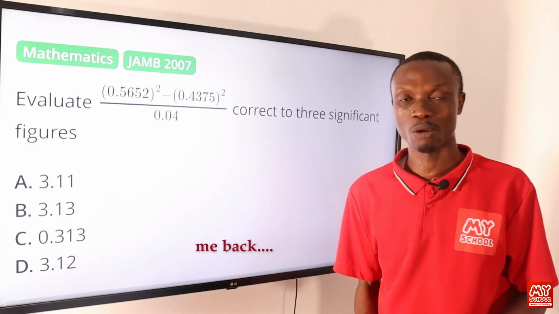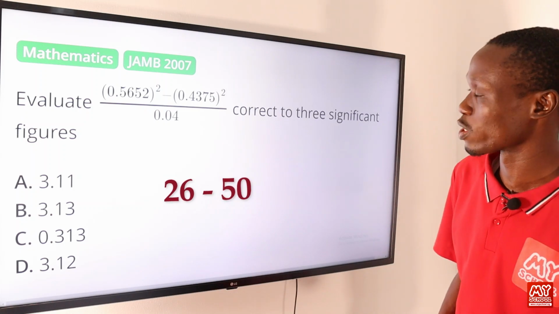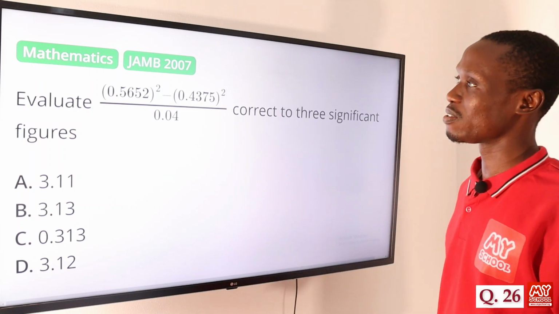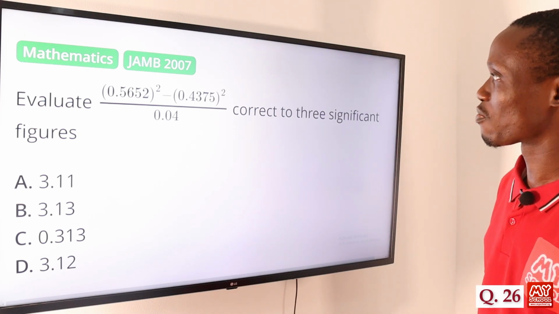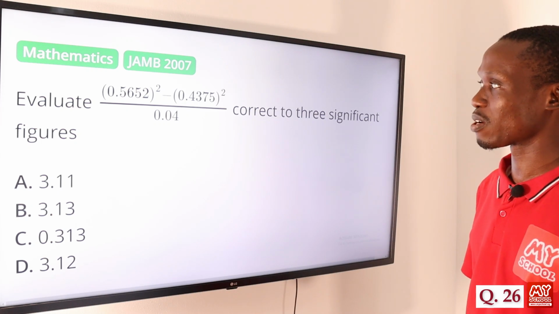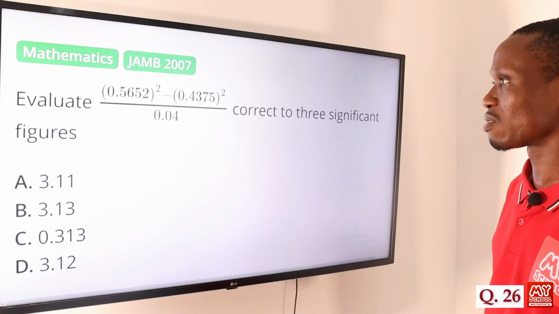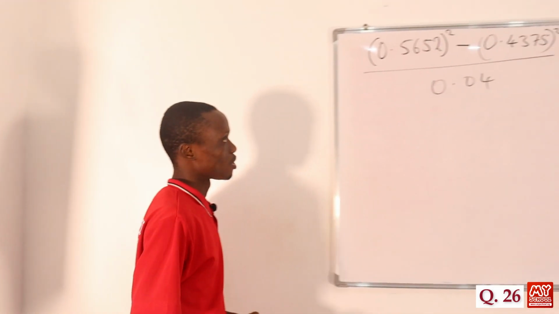In today's video, we shall be solving question 26 to 50. So let's kick off with question 26. Evaluate 0.5652 square minus 0.4375 square over 0.04, correct to three significant figures. So let's move over to the board to provide answer to this question.